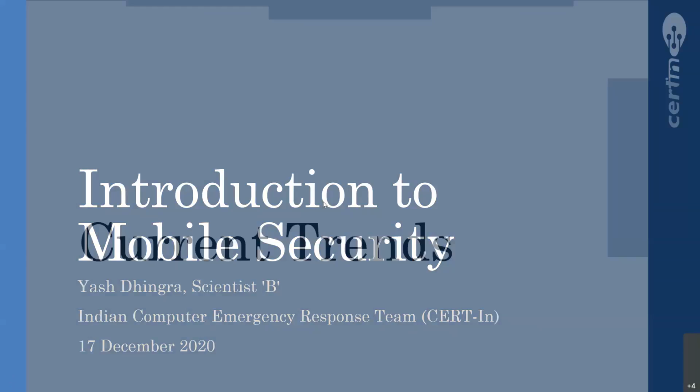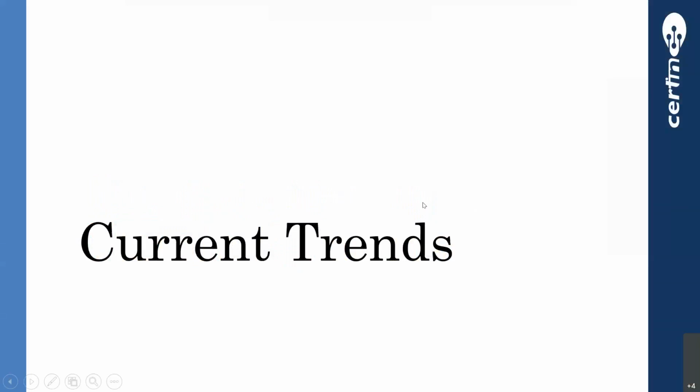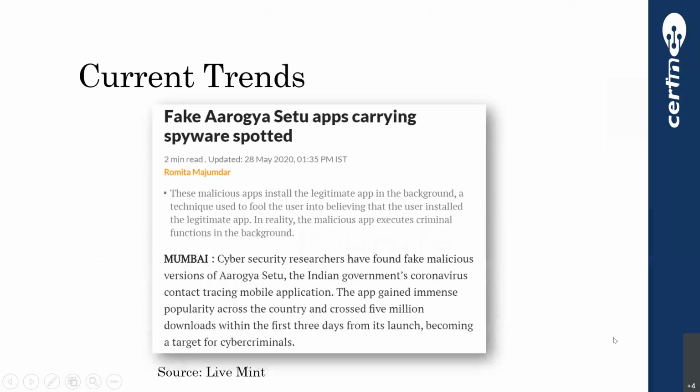So, starting with the presentation, we'll talk about certain current trends, just like my previous presentation. I'll just give you an overview of the kind of things that have been going on in the mobile security domain in the past few months. I think we already talked about this last time, but we'll just go over this once again. This was about fake Arogya Setu applications and fake Arogya Setu APK files being circulated to trick people into installing them onto their mobile devices.